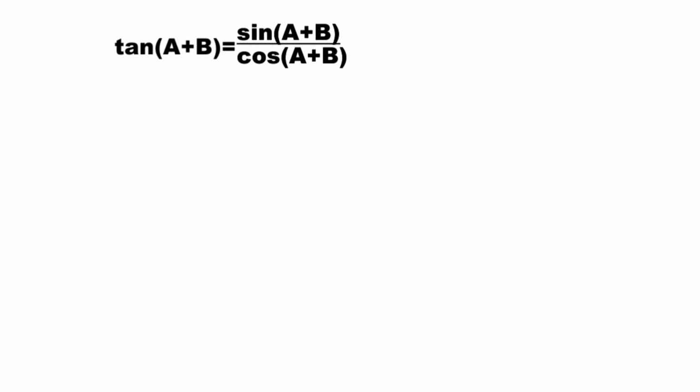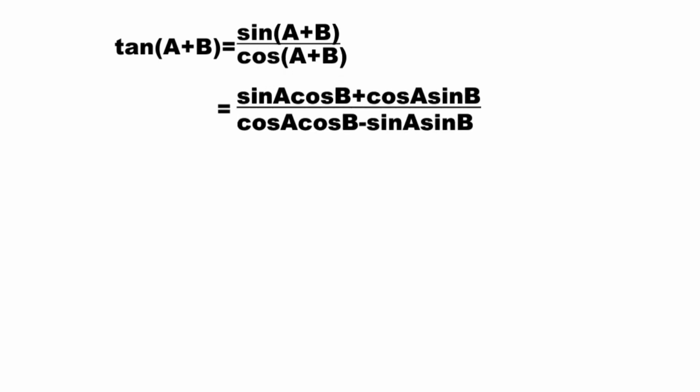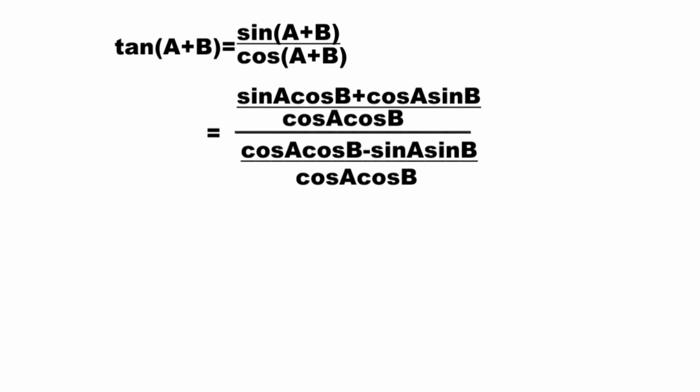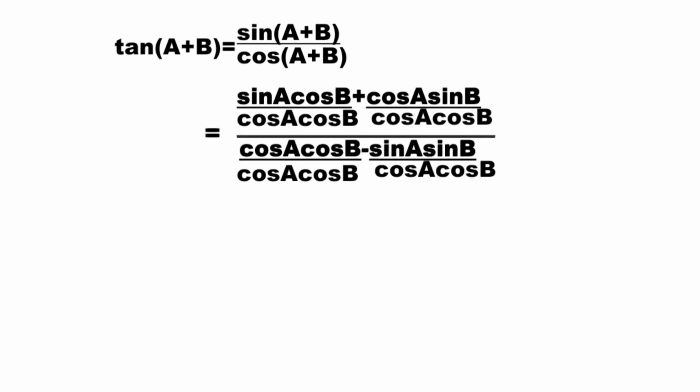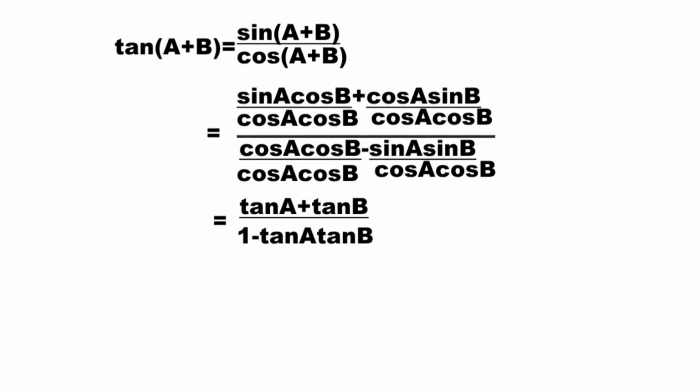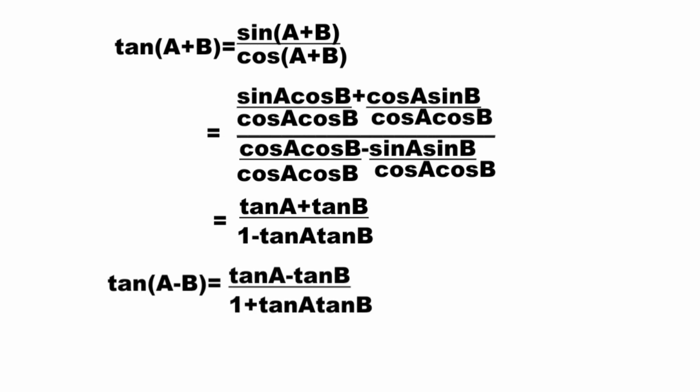For tangent A plus B, this is equal to sine A plus B over cosine A plus B. Then substitute to sine A plus B over cosine A plus B the derived identities. Then divide both numerator and denominator by cosine A cosine B. Simplifying, we have the final answer as tangent A plus tangent B over 1 minus tangent A tangent B. In the same way, tangent A minus B is equal to tangent A minus tangent B over 1 plus tangent A tangent B.